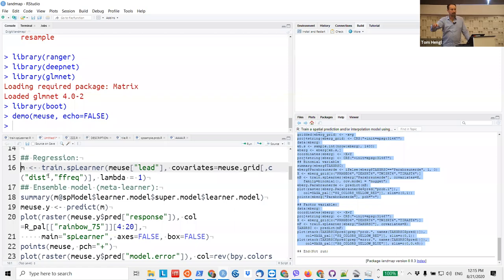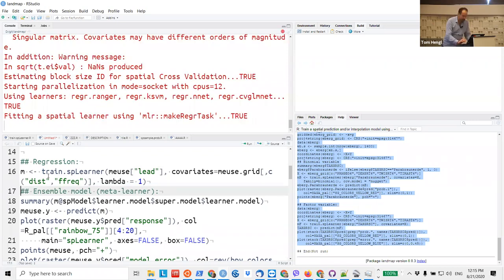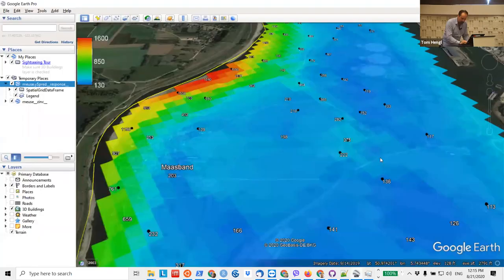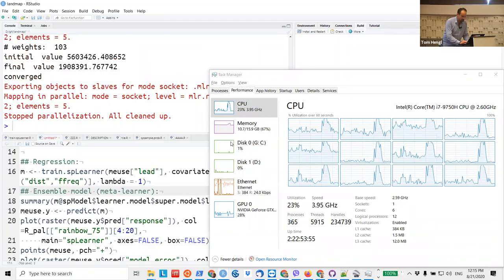So I run this and now it goes through multiple steps. And also you can see that it will run in parallel in the background, so the CPU is now fully used. It has to fit using all cores because it's very computational. And now I get it back. The steps are all documented here, so let's take a look at the steps.